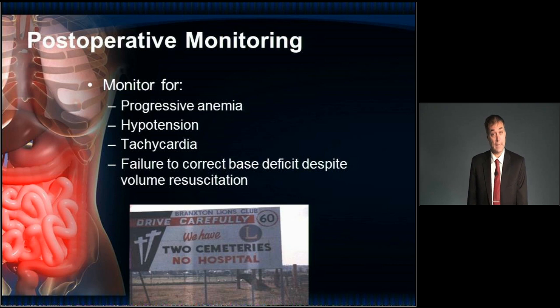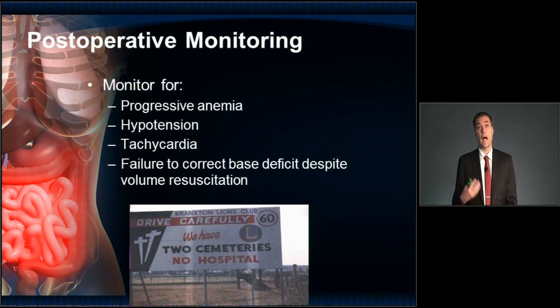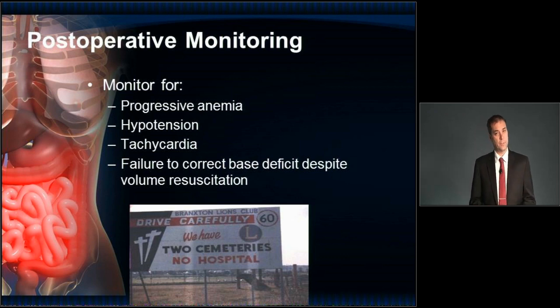Now, if the patient is admitted with a known solid organ injury like a splenic rupture or a liver laceration, they should be monitored on the inpatient side for progressive anemia, hypotension, tachycardia, or a base deficit that does not correct despite the administration of fluids. Those are indications that that patient may in fact require operative management, but it may be delayed.